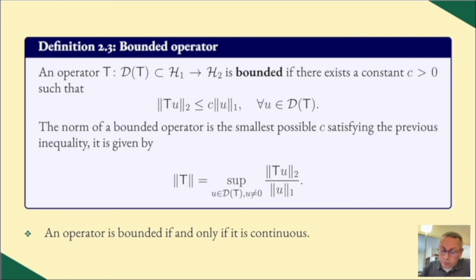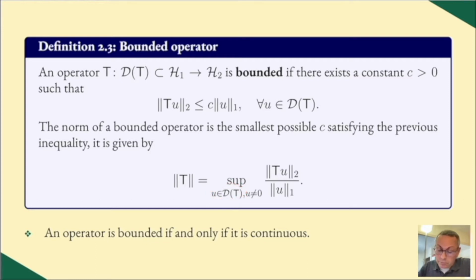So C is not unique. If you have a C, then 2C is also possible. But the best constant, namely the smallest possible C, defines a norm. So it defines the norm of the operator, and it's simply given by the following expression. You make this quotient for u different from 0, and you take the supremum on non-zero u in the domain of T.